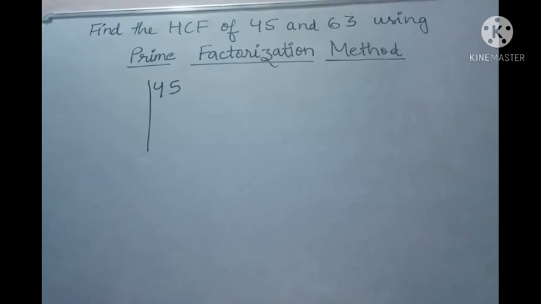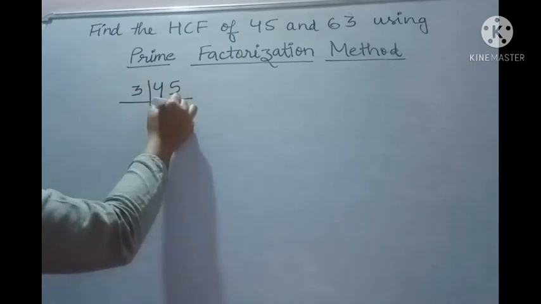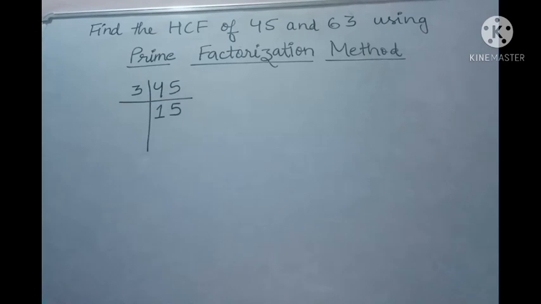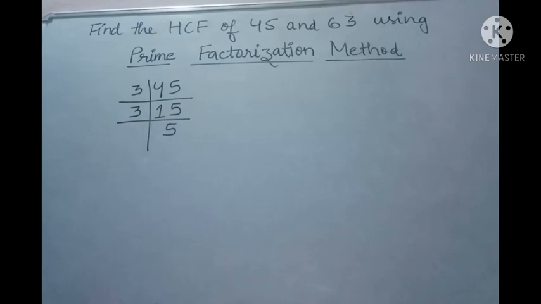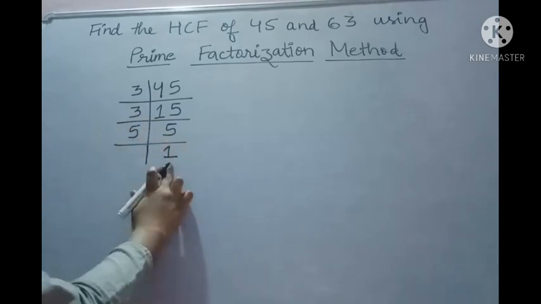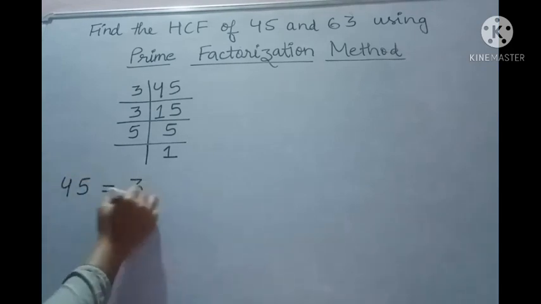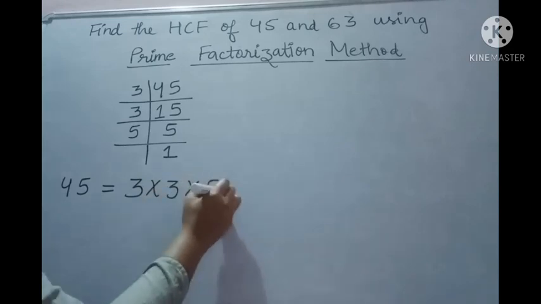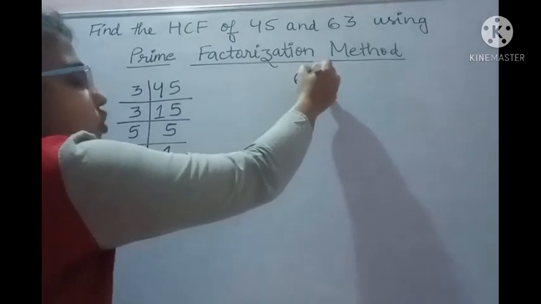Okay, 45 is an odd number, so we will use our very first odd prime number, which is 3. Let's divide it by 3. What you will write? 3 ones are 3, 1 will go to the side, and 3 fives are 15. 15 is also divisible by our next prime, 3 fives are 15, with the same prime number. 5 will get divided by 5 only. So what will it be? 5 ones are 5. So you get your answer. When you get 1 here, we will stop and write down that 45 is equal to 3 multiply 3 multiply 5. Is it clear?